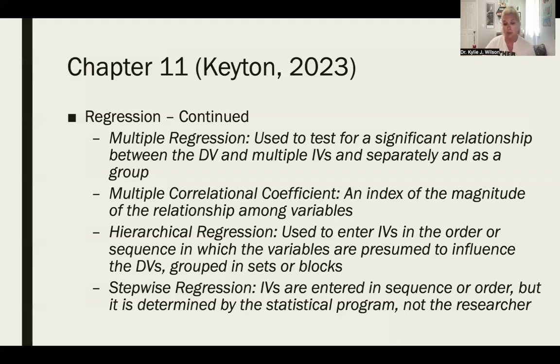Then we talk about a stepwise regression. So the independent variables are entered in sequence or order, but it is determined by the statistical program, not the researcher. So a stepwise is just saying, these all are going to influence it, I think. You tell me which one influences it most. So you put them in the same set or block, okay?